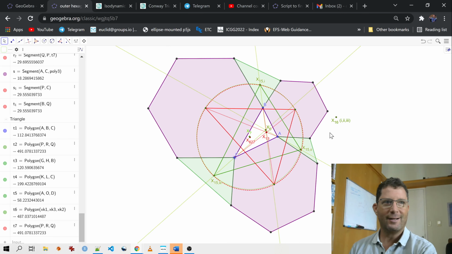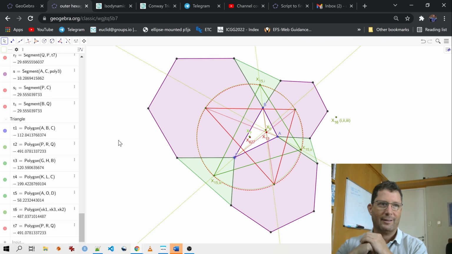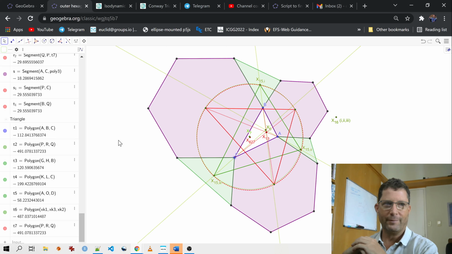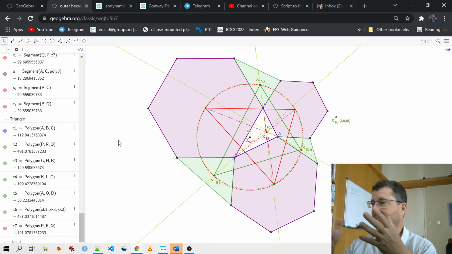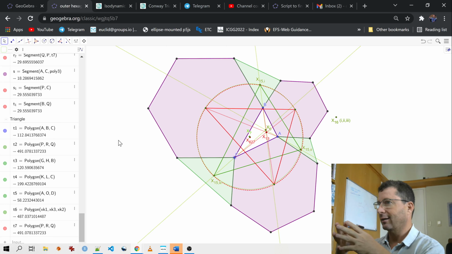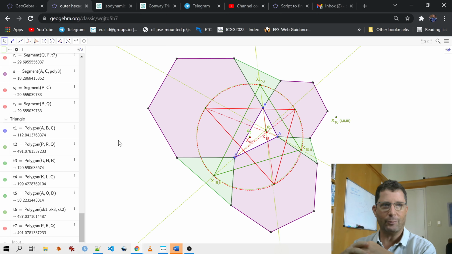Okay, so this was an example of a quote-unquote researchy kind of observation that is Euclidean, an elementary Euclidean construction that uses the first and second isodynamic points, and through them we can learn or discover a lot of really neat things about the triangle. So I'll see you in the next video.